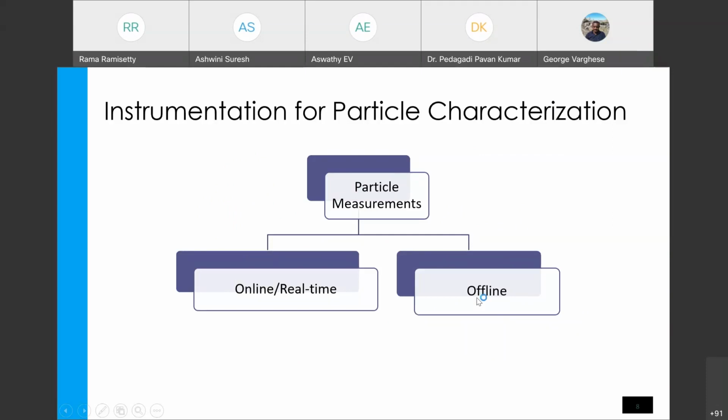If you look at particle characterization, in the particle measurements, we have 2 different ways to measure. Either you can measure in real time, which we also call online measurements, or offline measurements. Okay, I'll explain what it is. In offline measurements, we collect those particles on a filter paper, and then we go to the lab and analyze those particles. In online, you will get a real-time mass, number, or size distribution, or also chemistry of the particles. Those are 2 different ways.